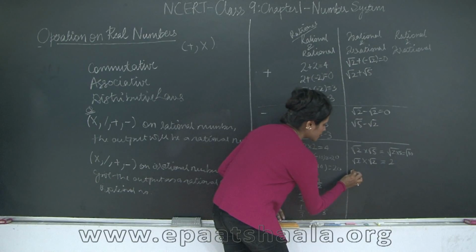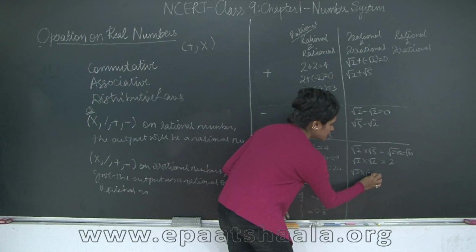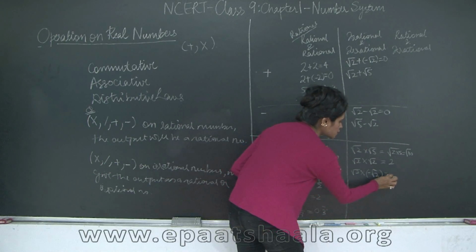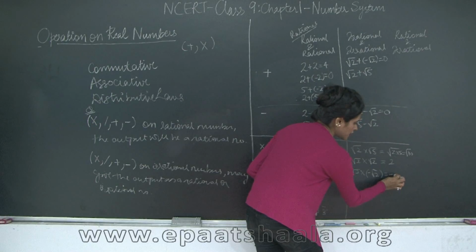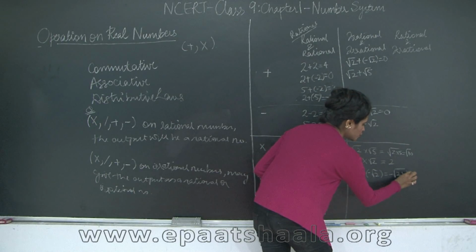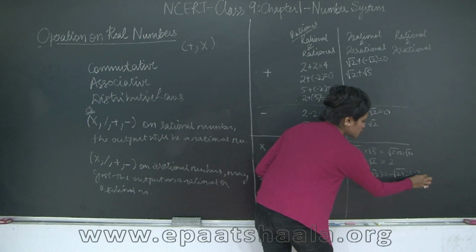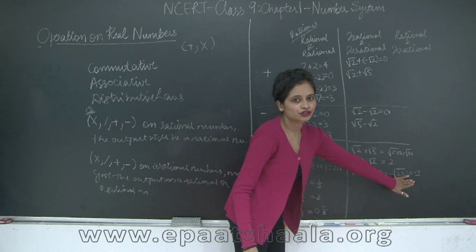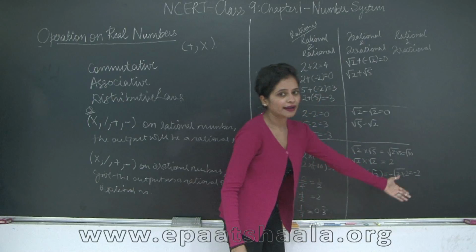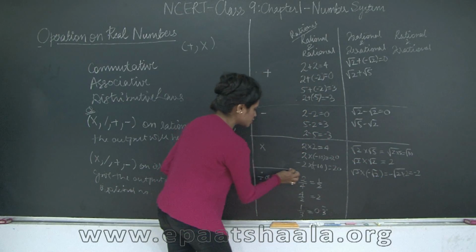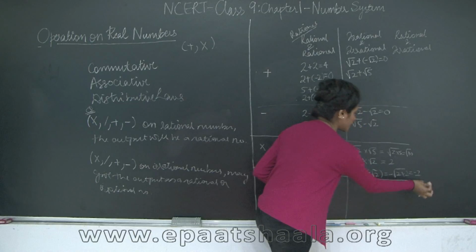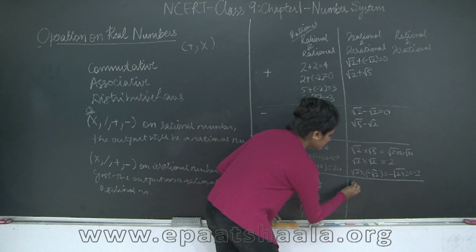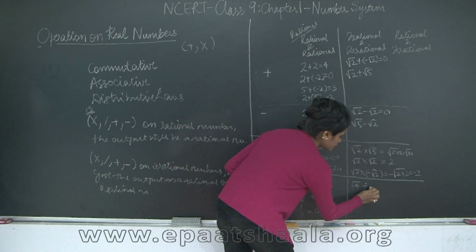Again if I take another example, let's say root 2 into minus of root 2. This is going to be, minus stays outside, root of 2 into 2, which is minus of root 4, which is minus 2. So again I got a rational number, minus 2 is a rational number. Let's check for division. Let's say I take root 4 divided by root 4.